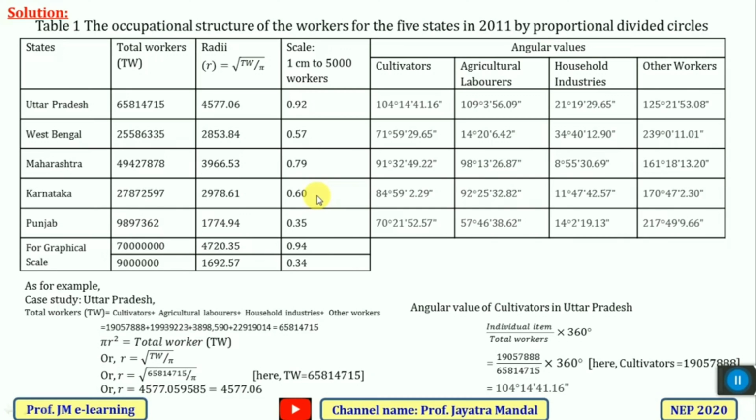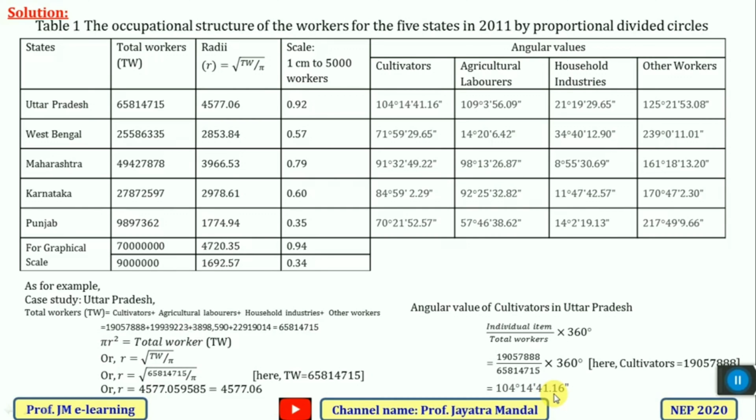Next part is the angular values of individual items. The formula is individual item divided by total workers into 360 degree. Here is the case study from Uttar Pradesh. Given cultivators 1905788, calculated total workers 65814715, then equals 1905788 divided by 65814715 into 360 degree. Here is the result: 104 degree 14 minute 41.16 second.